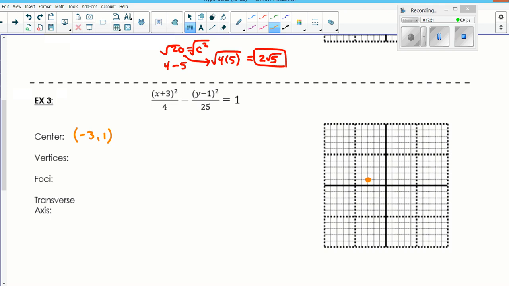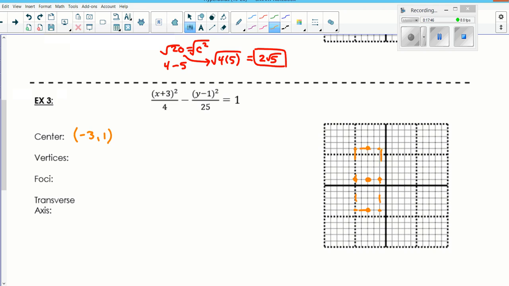Okay. Underneath my x is a 4, so the square root of that means I move right and left 2. Underneath my y is a 25, so the square root of that means I move up and down 5. Okay, I need to make a box, so I'm going to start by filling in these corners. So go ahead and dash lines, fill those in.